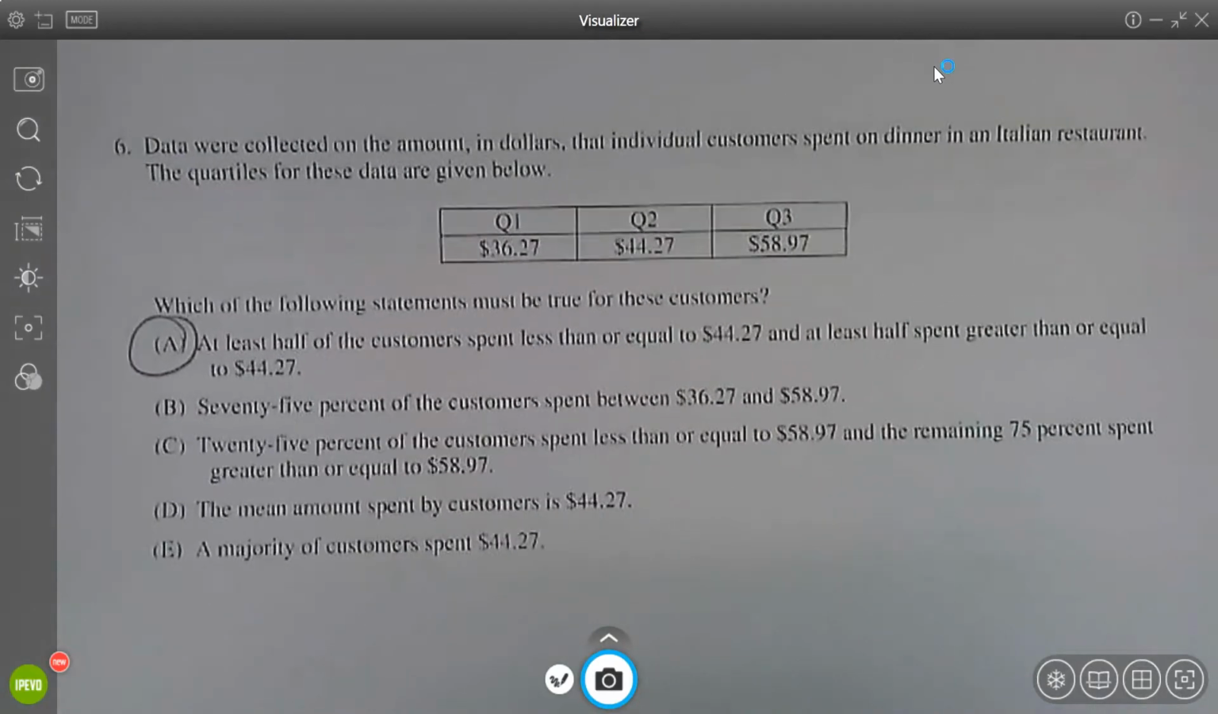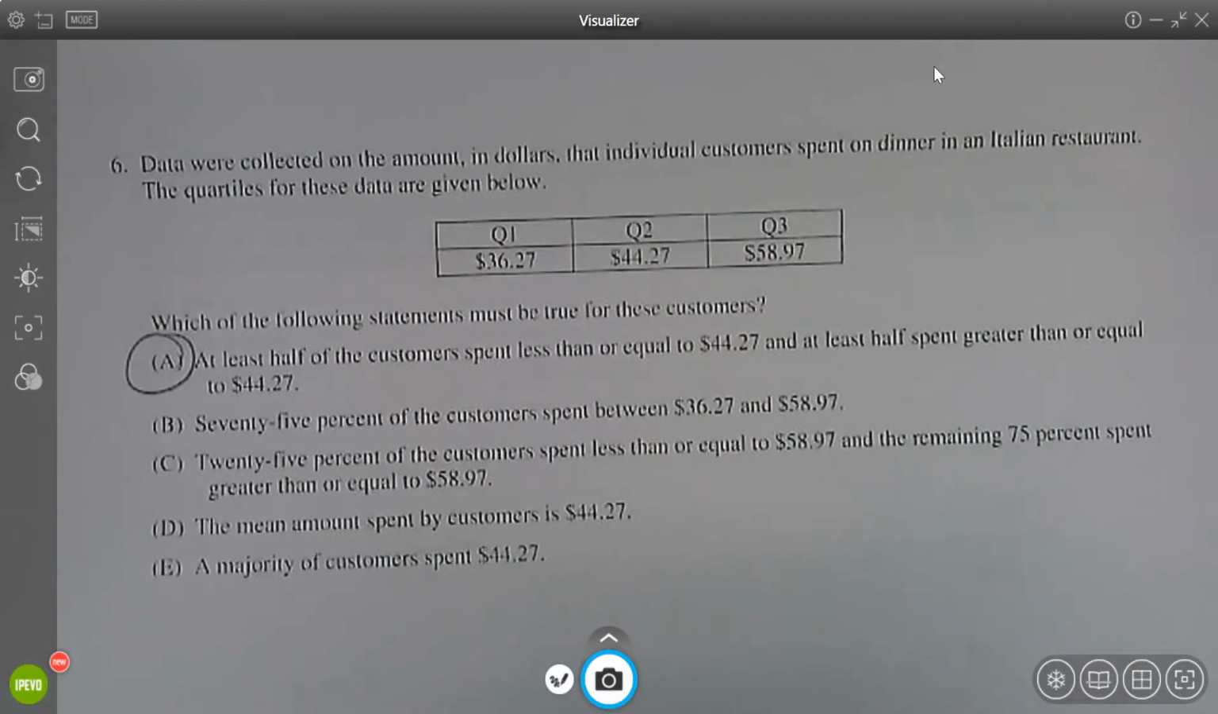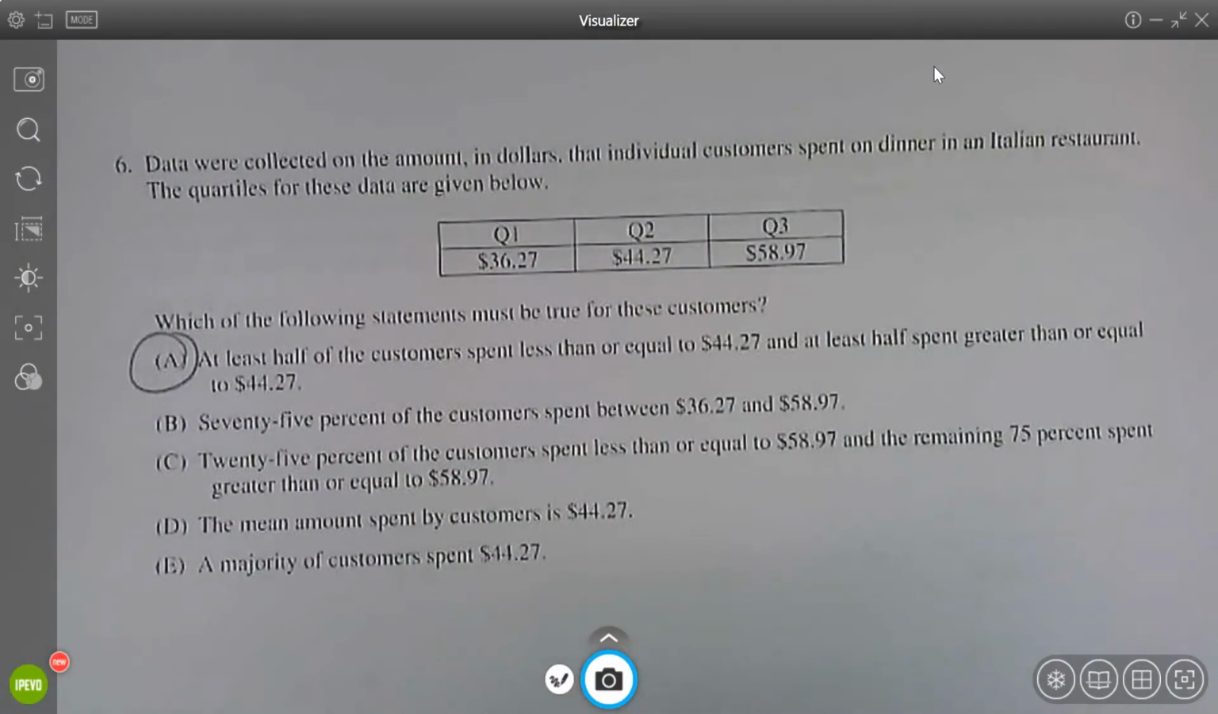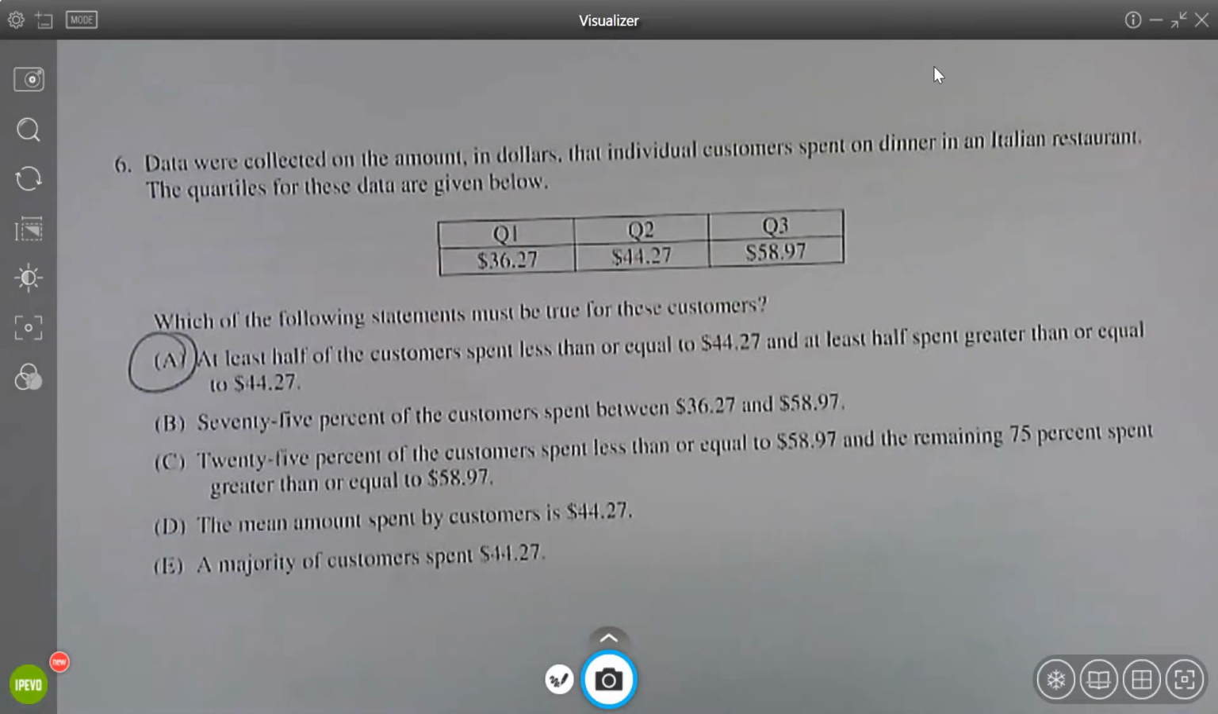Number 6 gives you the quartiles and asks which statement is true. Quartile 2 is the median, so it's the 50th percentile. At least 50% of customers spent a value less than or equal to that value, and that means the other half spent 44.27 or more.